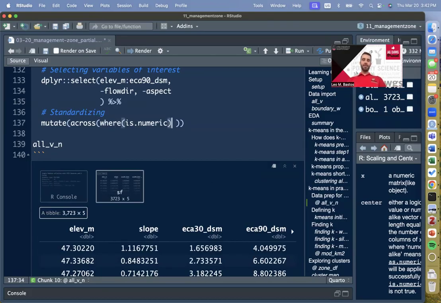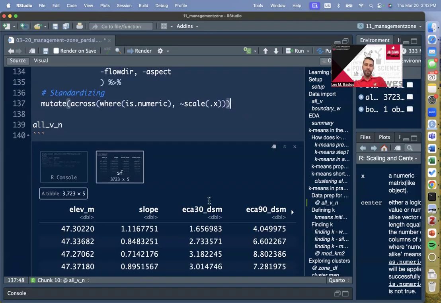And what we're going to do next, we give the comma, and then we say the function that we want to apply. So we want to apply the function scale. We're going to give a tilde here and say scale.x. So let me perhaps help you to interpret what this code is doing. It's basically saying across every column that is numeric, apply the function scale to that column. This is what this code is saying.